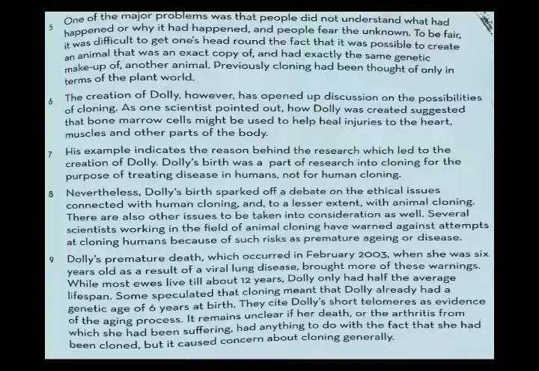Now we're having here the ninth paragraph. Dolly's premature death, which occurred in February 2003 when she was 6 years old as a result of a viral lung disease, brought more of these warnings. While most sheep lived till about 12 years, Dolly only had half the average lifespan. Some speculated that cloning meant that Dolly already had a genetic age of 6 years at birth.